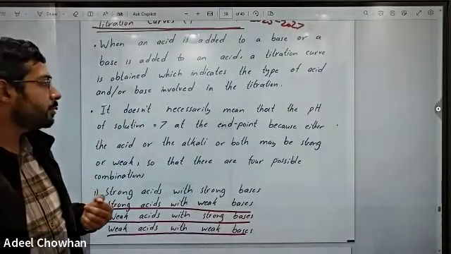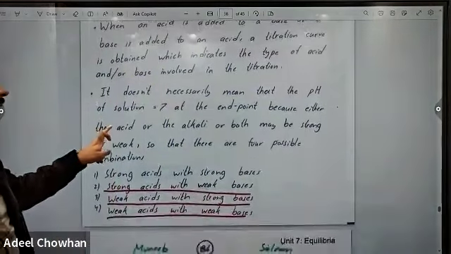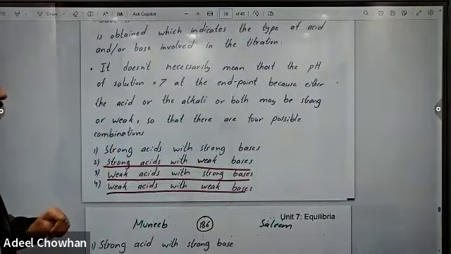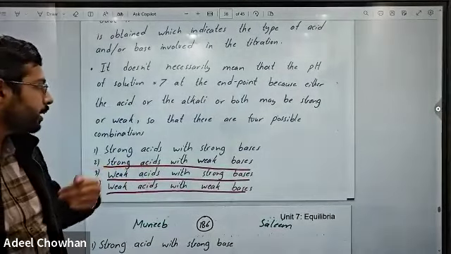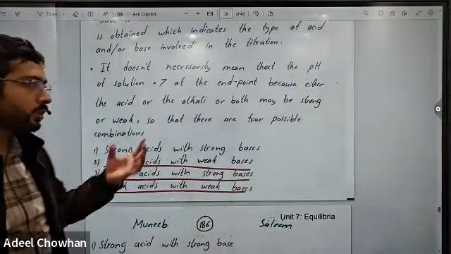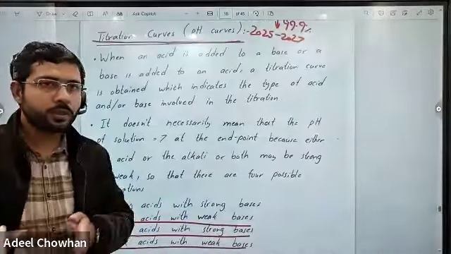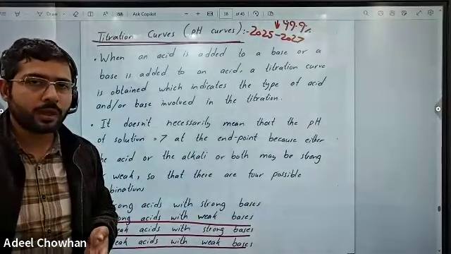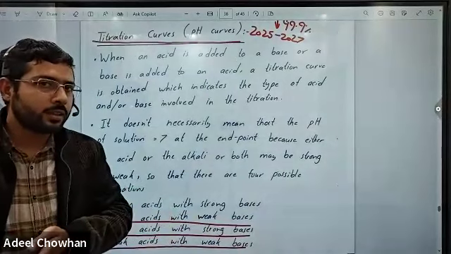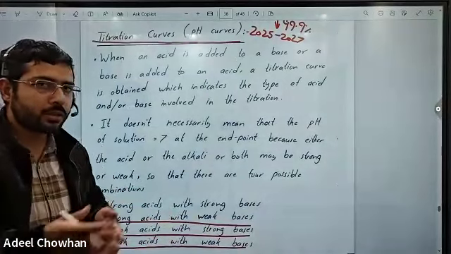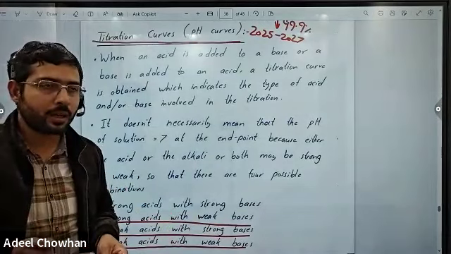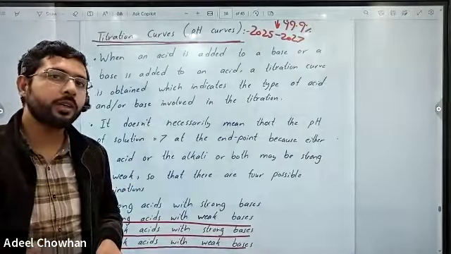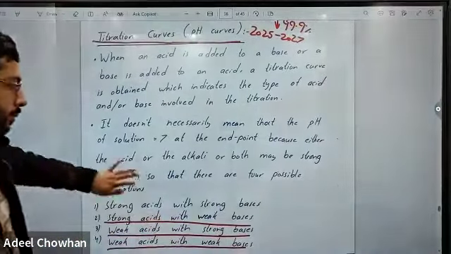It doesn't necessarily mean that the pH of the solution is equal to 7 at the end point, because either the acid or the alkali or both may be strong or weak, so there are four possible combinations. So we will trace the pH values when there is a reaction of the acid with the base, and we will see how the pH is varying and how the equilibrium point or the end point is being shown in the graph.